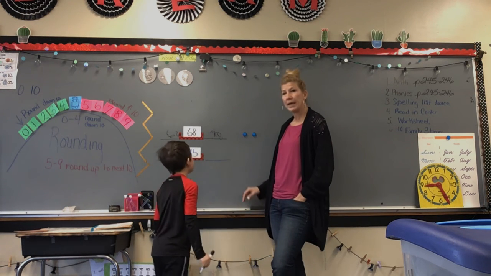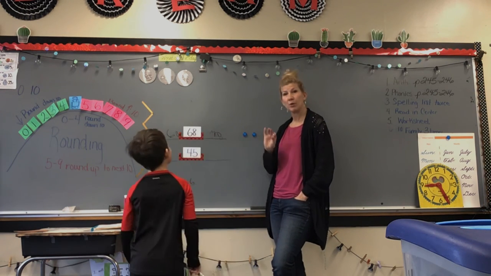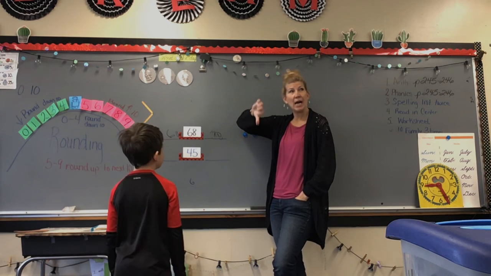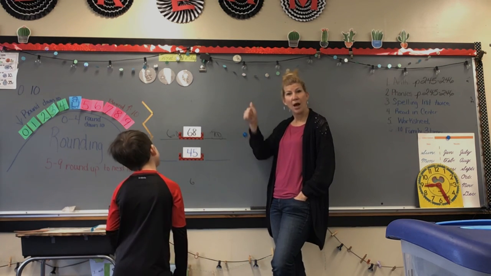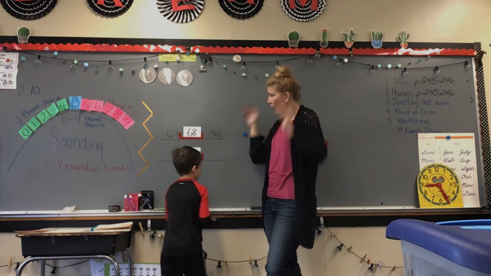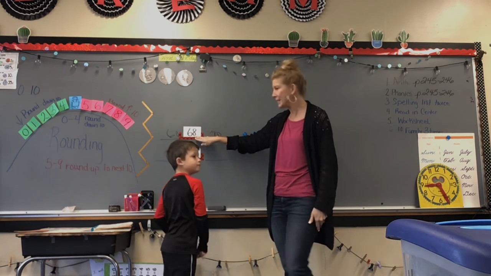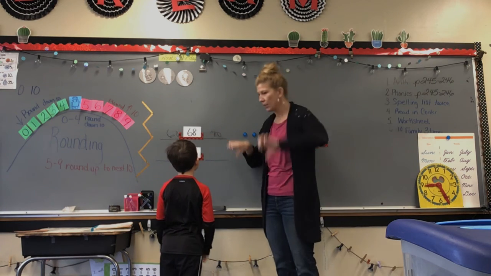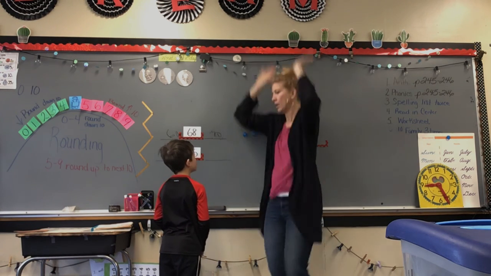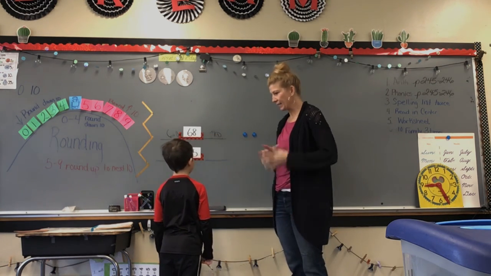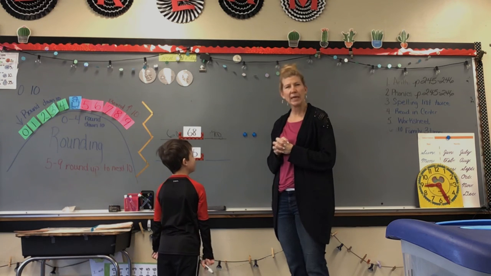Okay. All right. Now the rule is 0 to 4 round down, 5 to 9 round up. So we always look at the number in the ones place. 8. Then do we round down or do we round up? Up, or down? Do you agree, class?